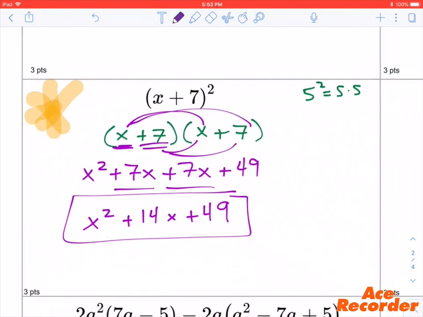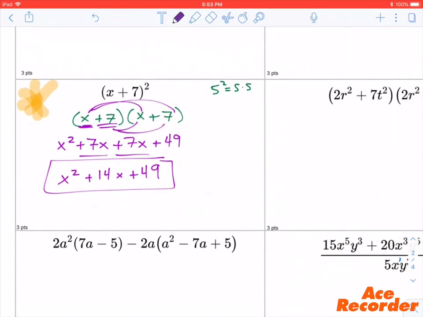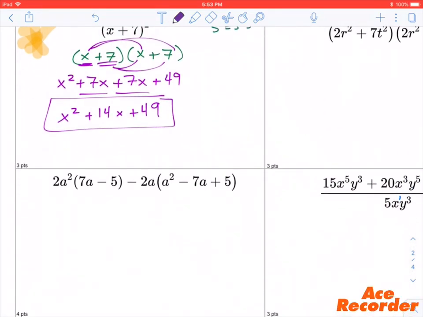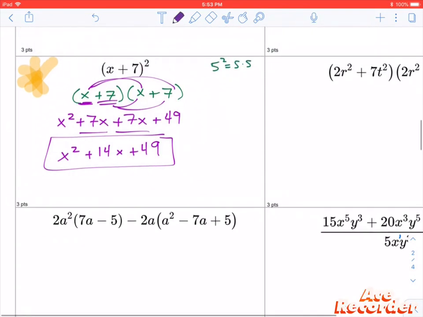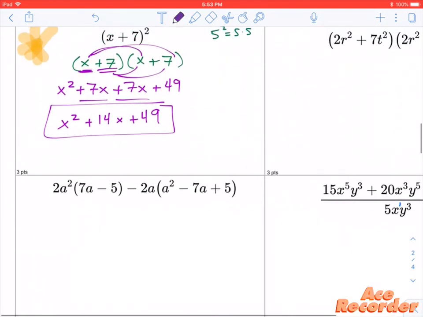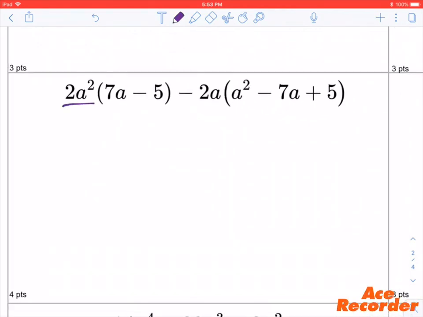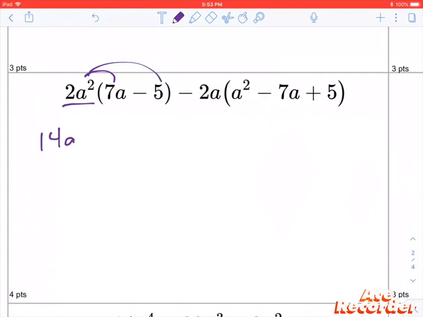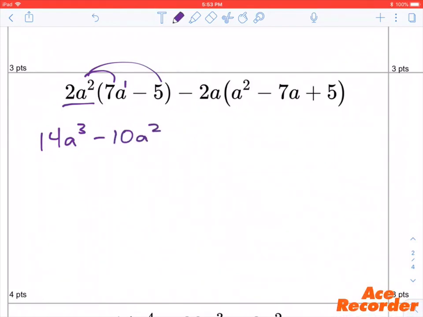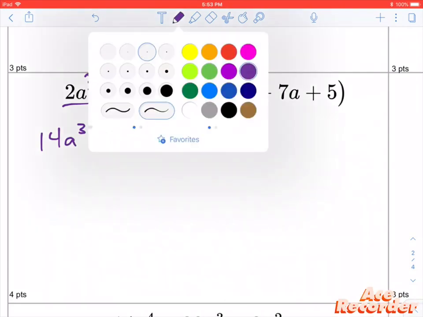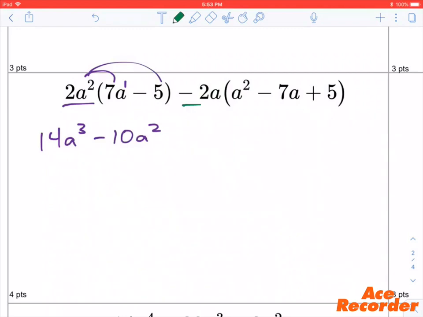And so the bottom one, or the last one there, is kind of a combination of both of those things. So we're going to multiply it out and combine like terms. So first one, we've got 2 times 7 is 14, a to the third, 2 plus 1. 2 times negative 5 is negative 10, a squared still from the first one. And I'm done with that parentheses. So keep in mind, that's done. And now I move on to this one.